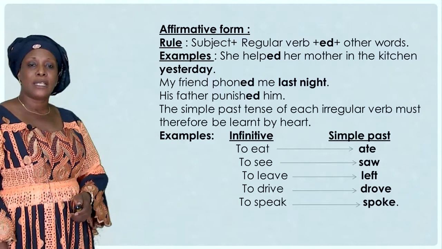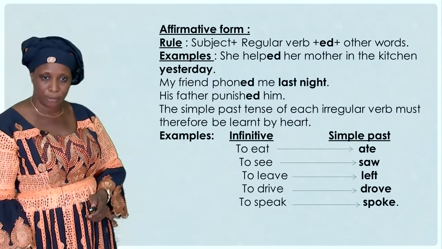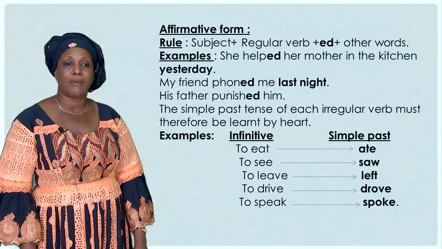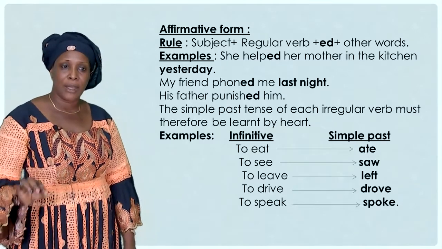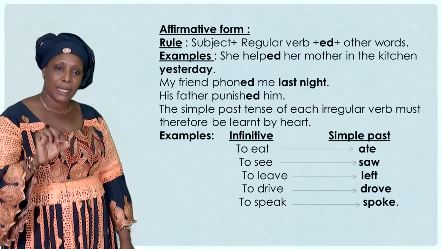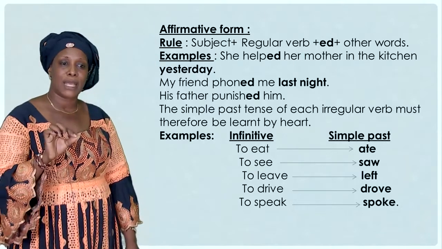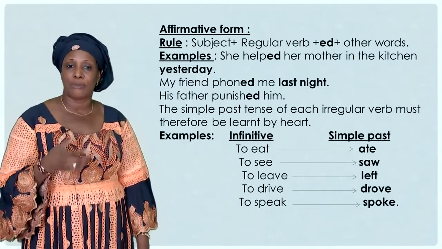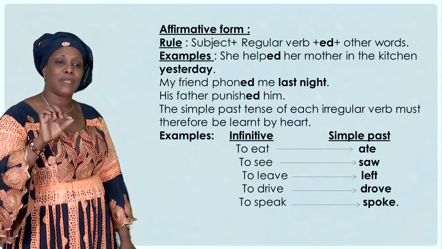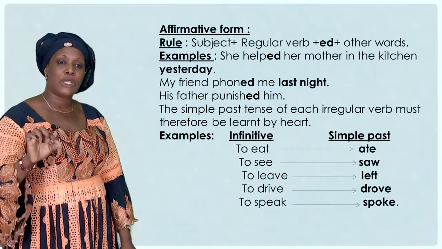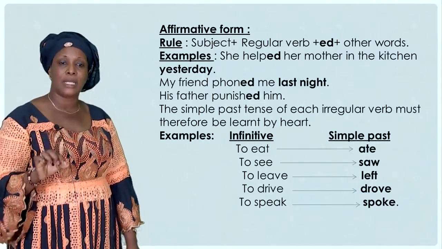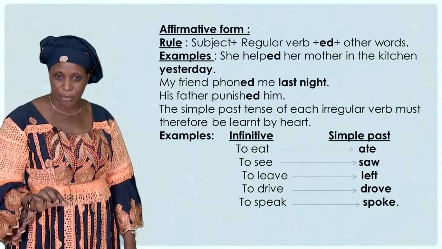Okay, let's deal with the affirmative form. Rule: subject plus regular verb plus ed plus other words. This is the rule. Examples of the kind of sentences: She helped her mother in the kitchen yesterday. Helped is the preterit of to help.